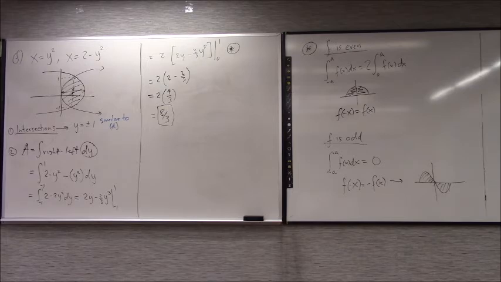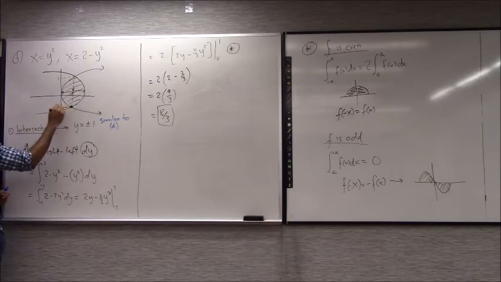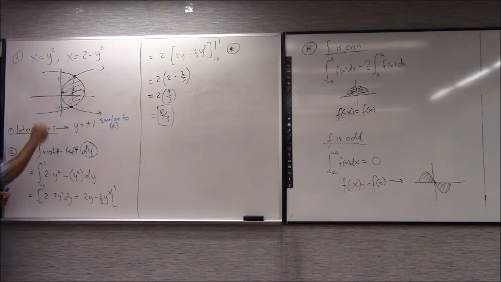Yes. Wait, why is the interval -1 to 1? Those are the bounds. This intersection point is -1, that intersection point is 1. You found it?